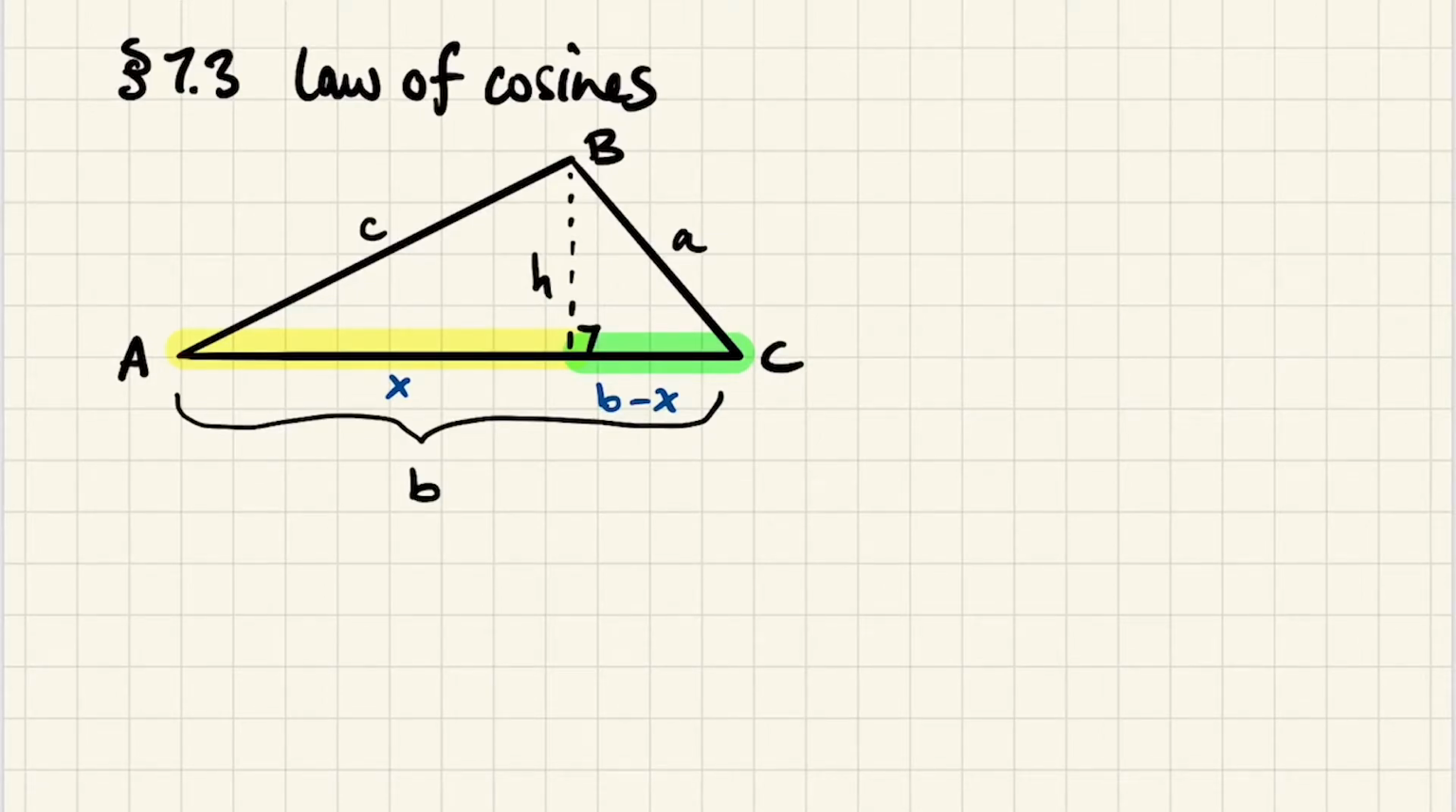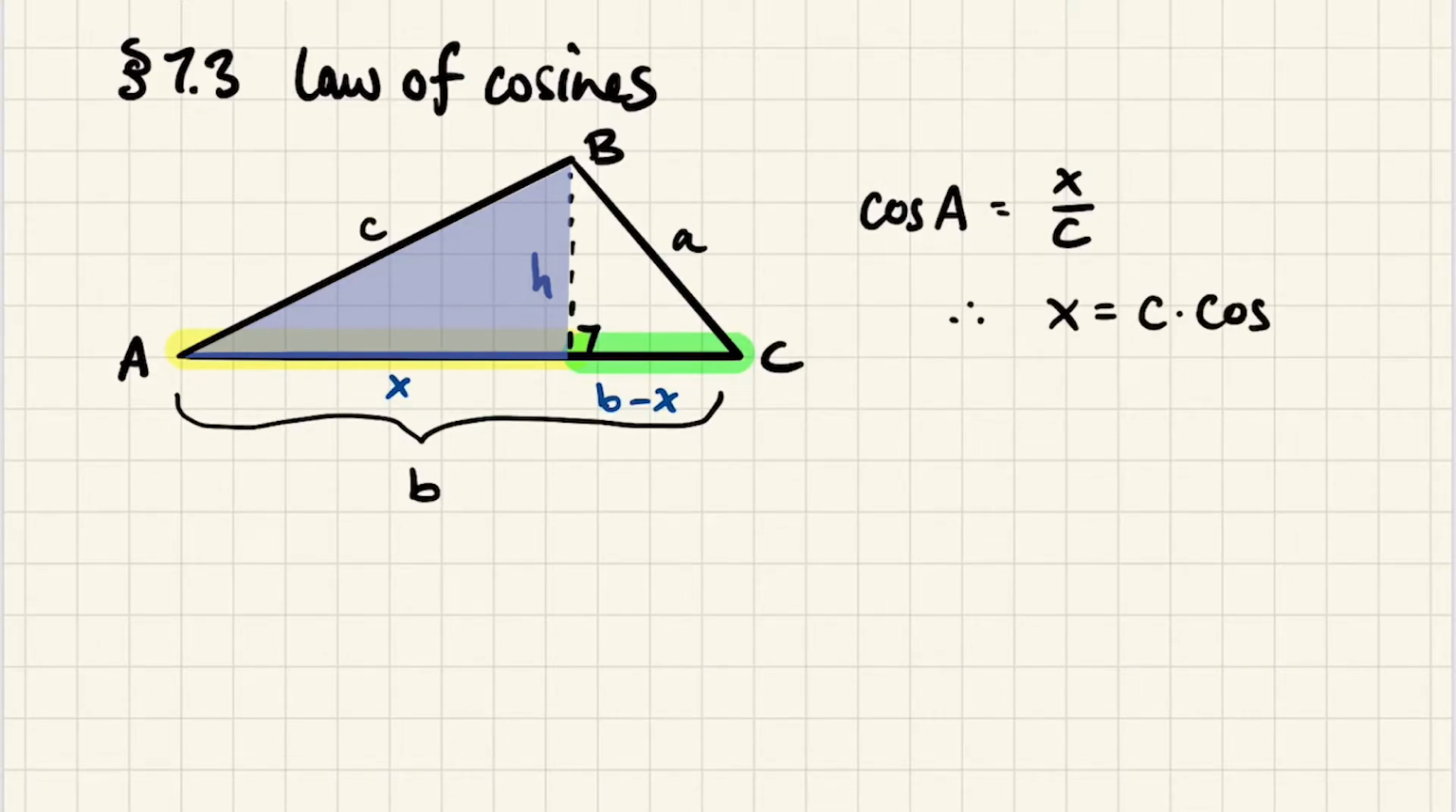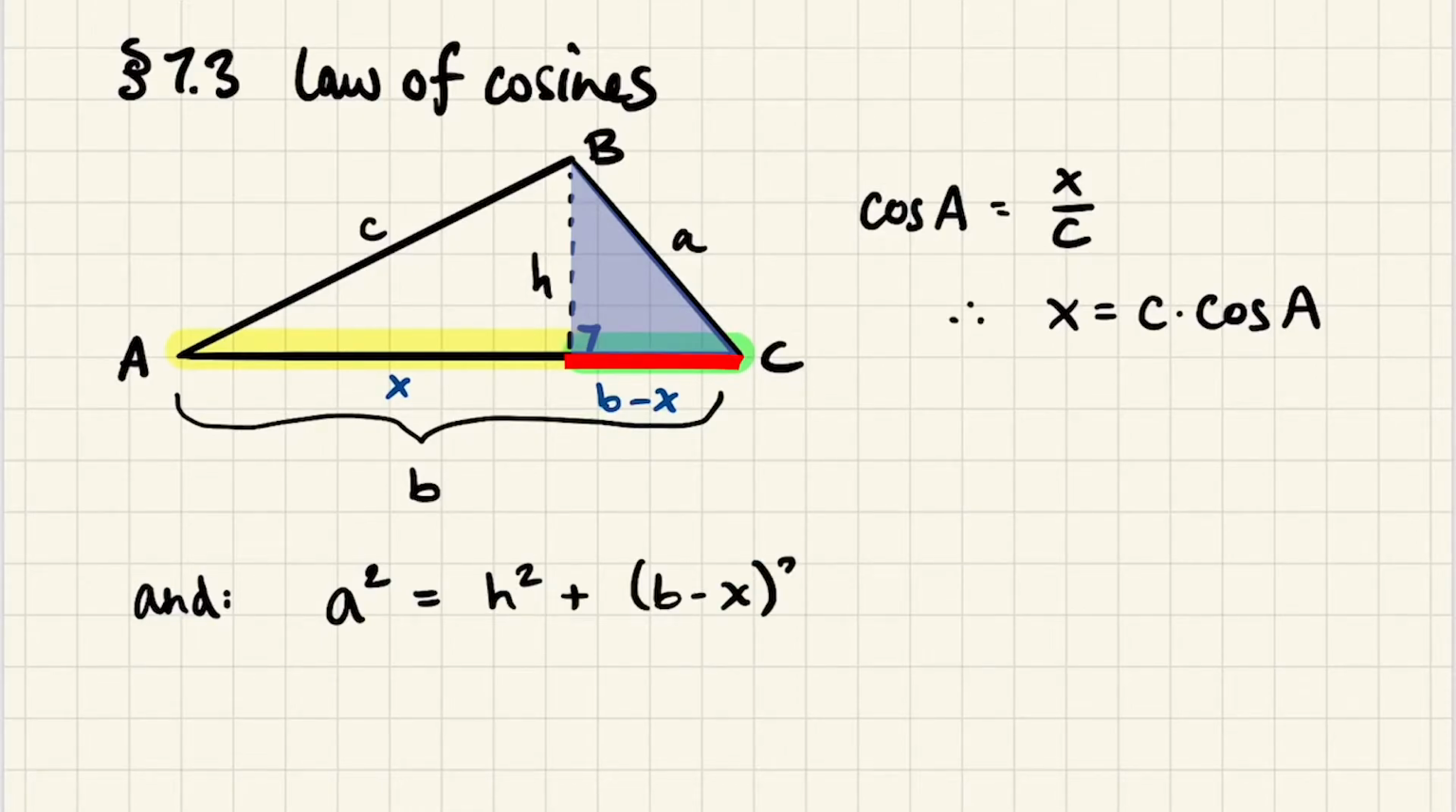Okay, now let's look at our right triangles and extract some trigonometric information. Let's note that cosine of capital A is, of course, adjacent over hypotenuse, so that would be X over C. And therefore, X is equal to C times cosine of capital A. Now looking at the other triangle, we can see by the Pythagorean theorem that the hypotenuse, in this case A squared, is equal to H squared plus B minus X squared.